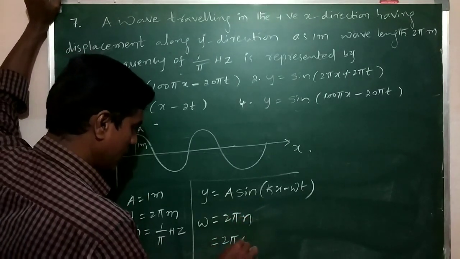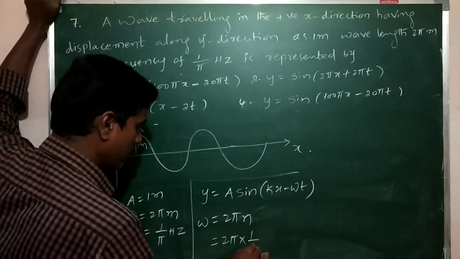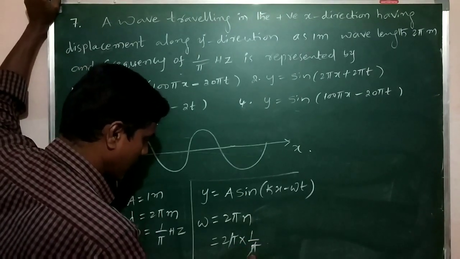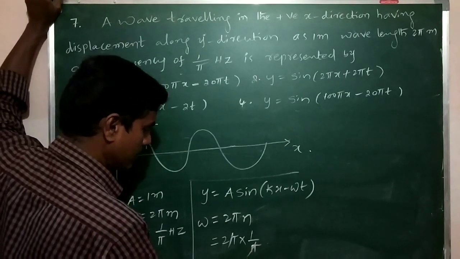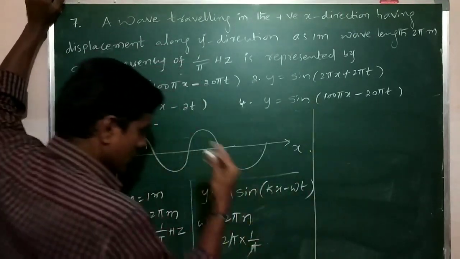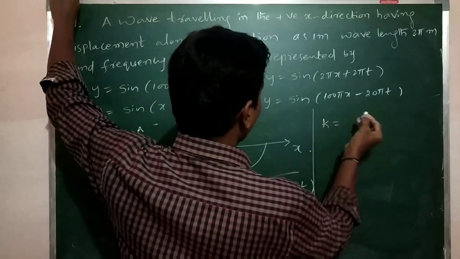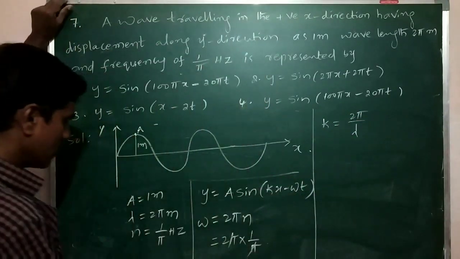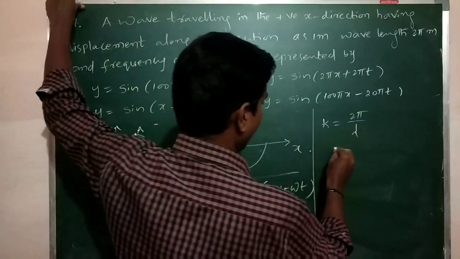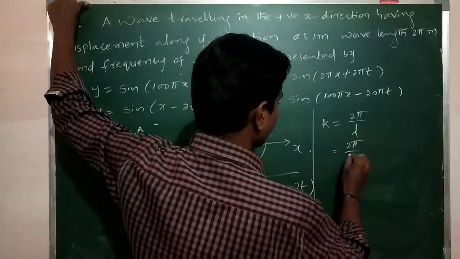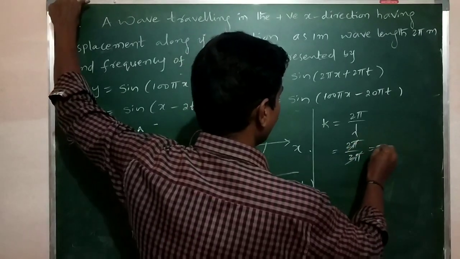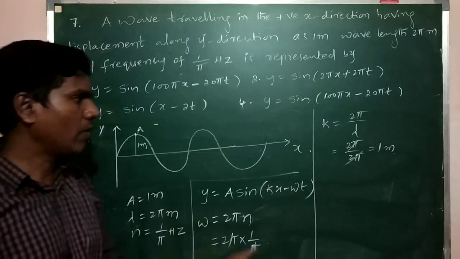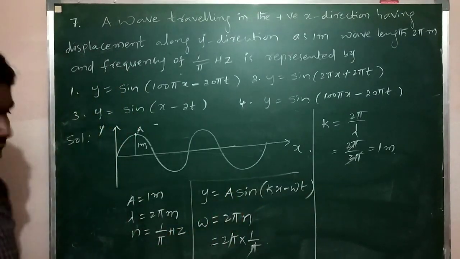So 2π into n. What is n? n is 1/π. The π gets cancelled. That is 2 radians per second. That is the ω value. Again, the propagation constant k equals 2π/λ. The λ value is given as 2π, so that is 2π/2π, which is 1 per meter. And we can substitute the ω value and k value in the equation.